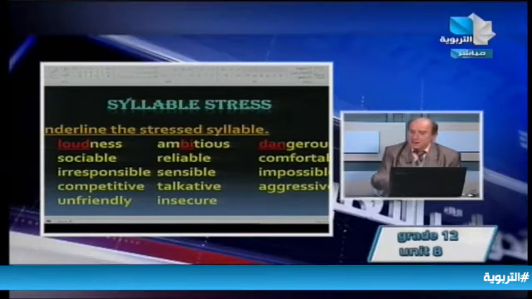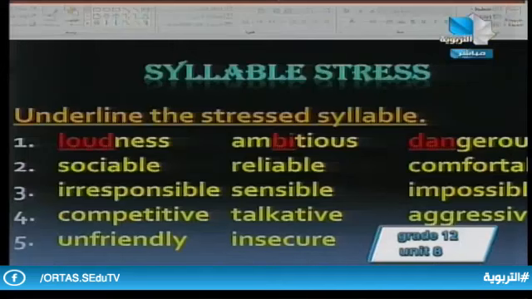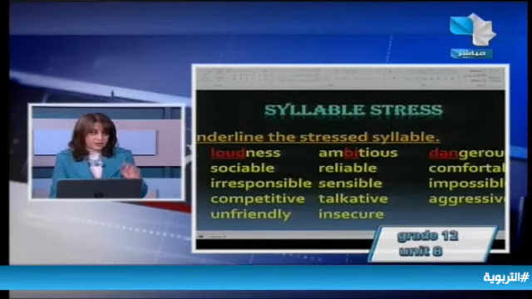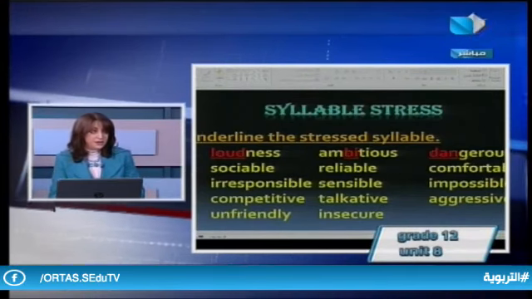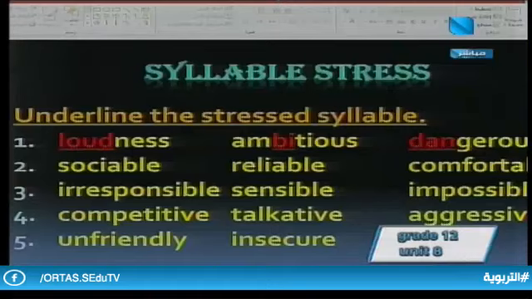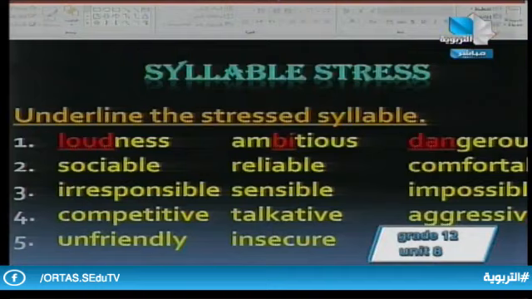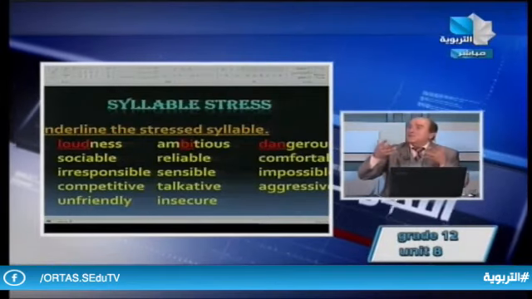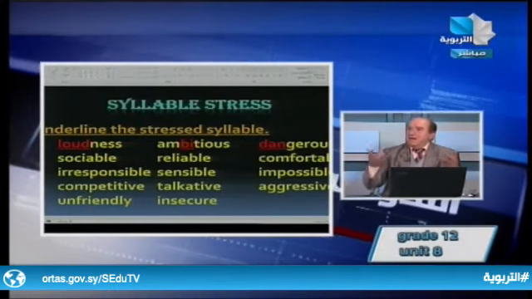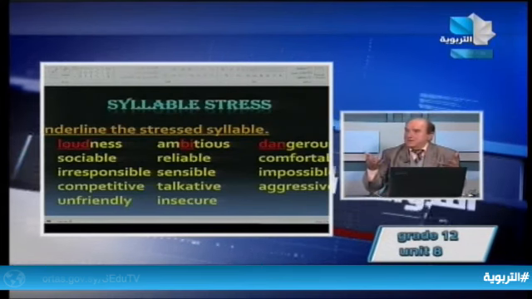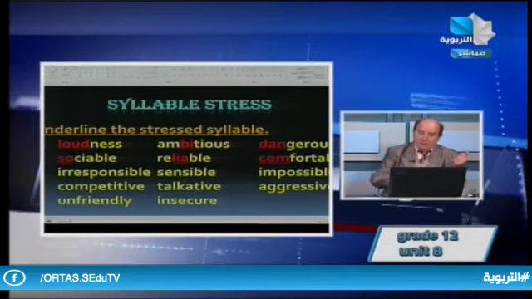Good. The third one, Miss Nagam, please. Dangerous. Yes, the stress is on the first syllable. So we say dangerous. Look at the "den." Den here is the first syllable, and it is the strongest syllable.